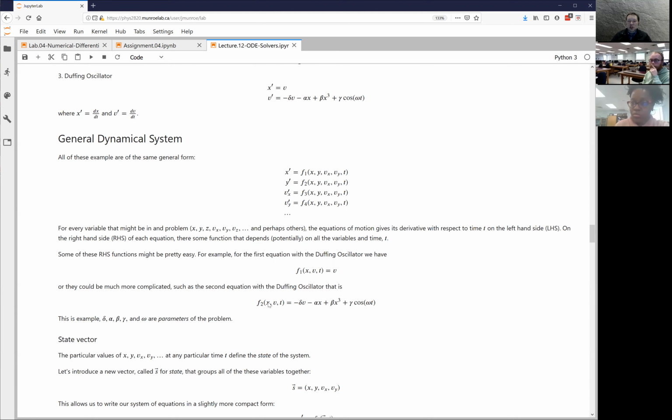The equation for the derivative of v, v prime, is more complicated. It's a constant times v minus another constant times x plus another constant times x cubed plus another constant times the cosine of another constant times t. This delta, alpha, beta, gamma, and omega are called parameters of this model.